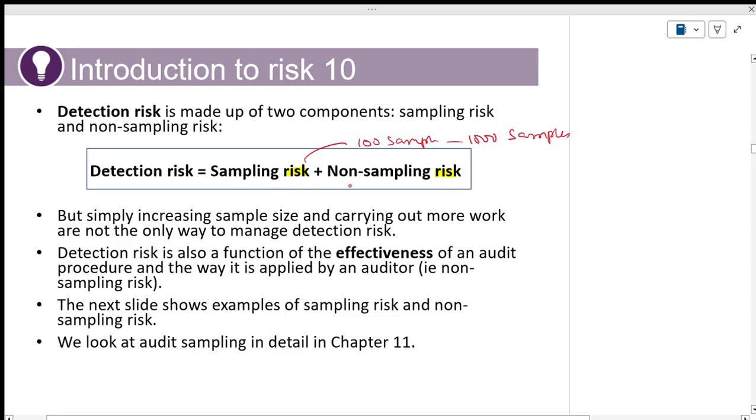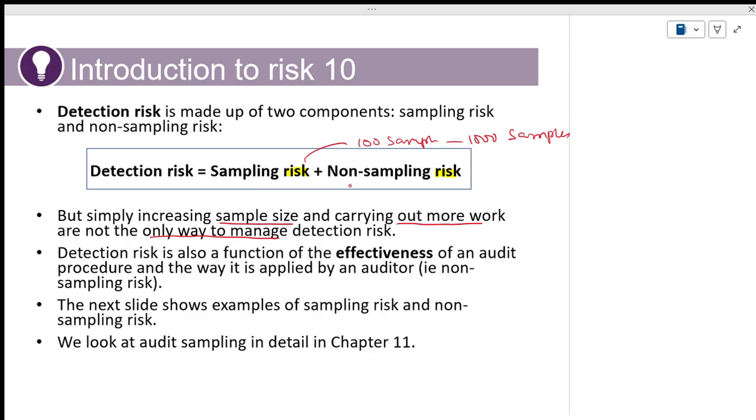If no controls are there, can we detect? We cannot detect. It is beyond our control. It is made of two components. Simply increasing the sample size and carrying out more work are not the only way to manage it. See, as simple as that.